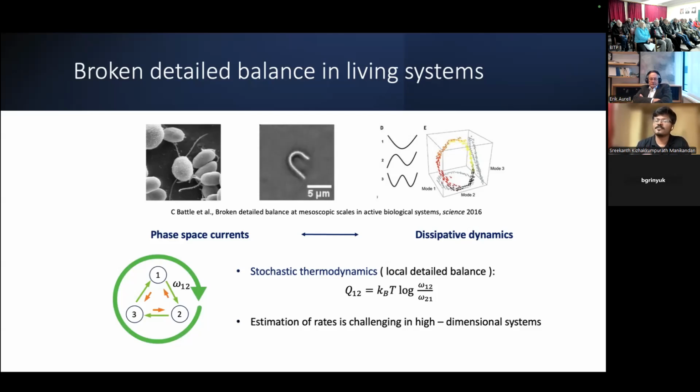But in principle, one could go around, take your data, decompose it into different possible states, and then look at the transition rates between different pairs of states, apply this hypothesis of local detail balance, and that would give you an idea about how much energy is being spent in that particular process. So this is possible in principle, but in practice, as you see, it's going to be very challenging.